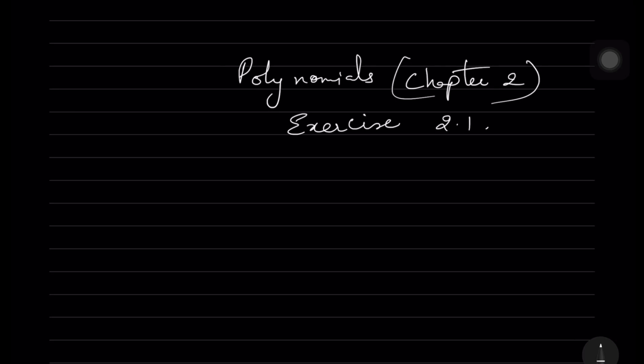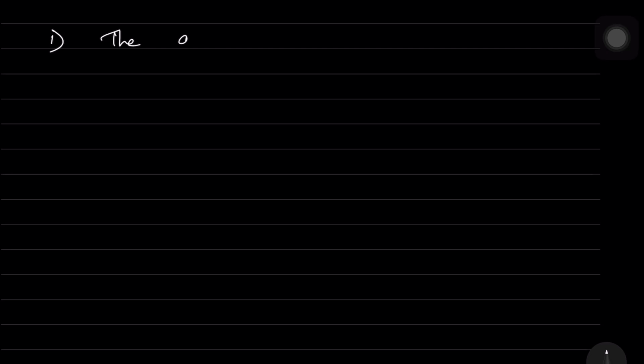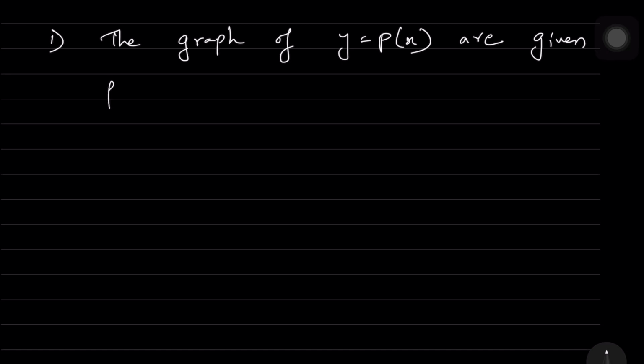Okay, polynomials exercise 2.1 we will go into. So the first question is: the graphs of y is equal to p of x are given for some polynomials p of x. Find the number of zeros of p of x in each case.